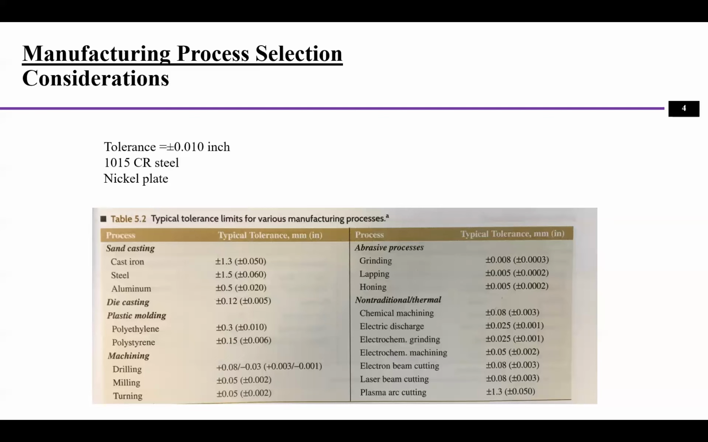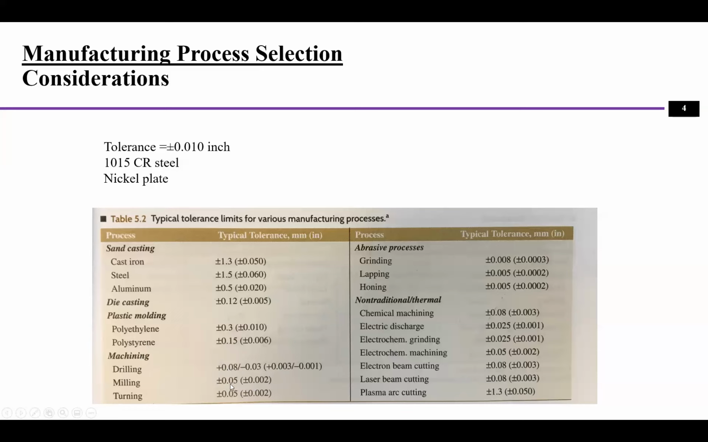For example, if we define tolerance as plus minus 0.01 inch, and we know what kind of material it is, now let's look at what kind of process may work, right? 0.01 inch as a tolerance. Yes, we can. If you look at this part, we can use sand casting. We can do machining as well. It can also give us that tolerance.